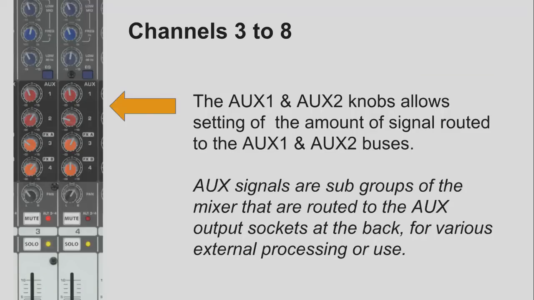The auxiliary 1 and 2 knobs allow setting of the amount of signal being tapped from that channel and routed to the auxiliary 1 and auxiliary 2 buses. Auxiliary bus signals are sort of subgroups of the mixer, and they have separate outputs at the back of the unit so that you can send the signal for external processing, or the most common use is for stage wedges or speakers that musicians listen to.